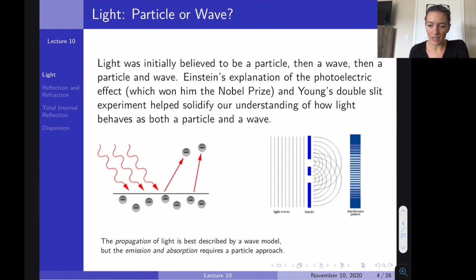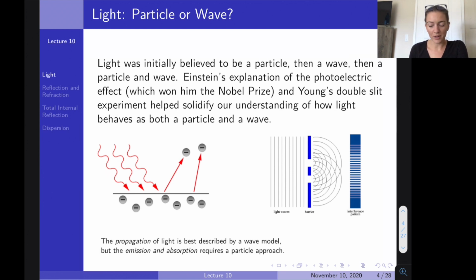So the big takeaway from this is that in different scenarios, it's more convenient to think of light as a wave, and in other scenarios, it's more convenient to think of light as a particle. When we're talking about emission and absorption, anything that has to do with emitting or absorbing light, radiation, it's better to think of it as a particle. If we're talking about light propagating through a medium, which is what we're looking at today, then it's better to think of it as a wave. So it depends on the situation you're looking at.